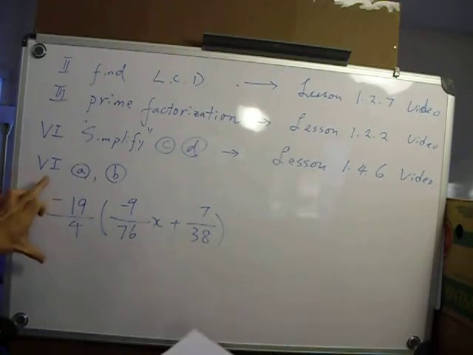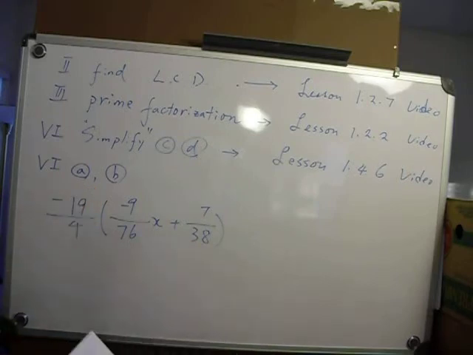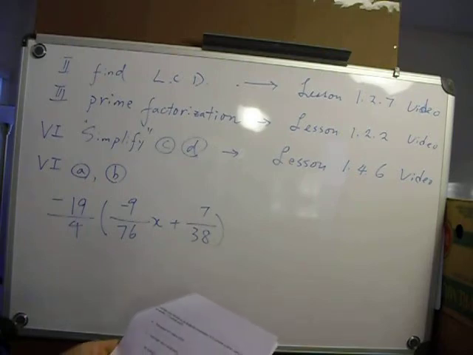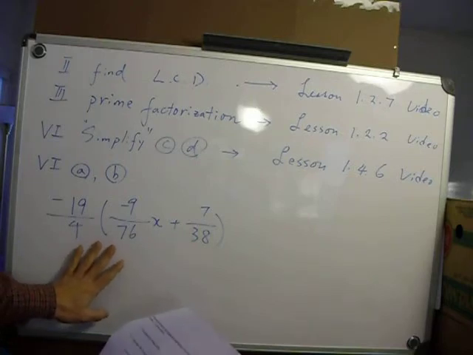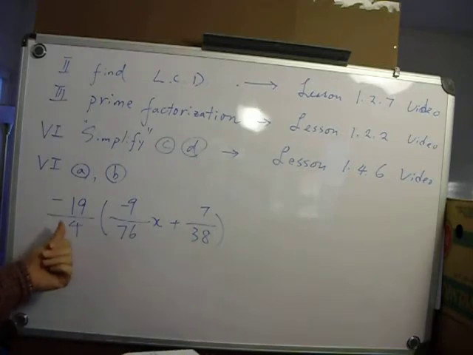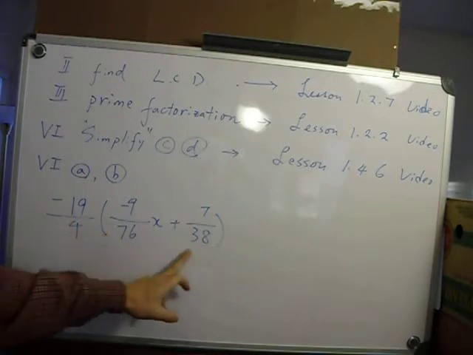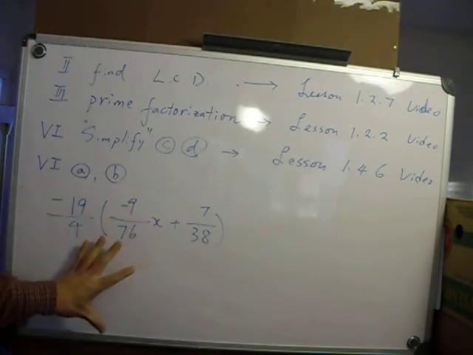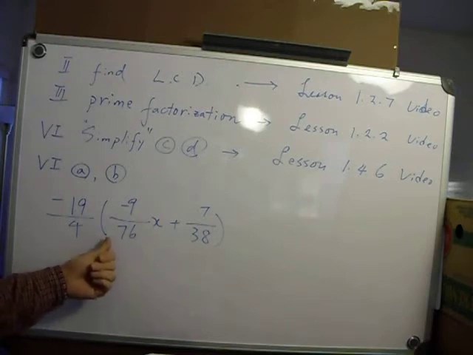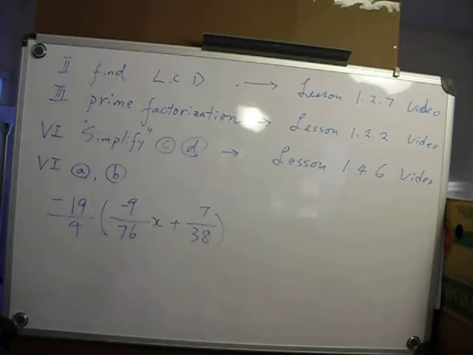Now we concentrate our time on number 6, the simplifying problem, A and B. These are very long problems. You need to be very patient here. So now I give you one extra example. This is negative 19 over 4 times a parenthesis. Simplify this expression. Simplify meaning no parentheses at the end, no like terms there, and the fraction must be in lowest terms.